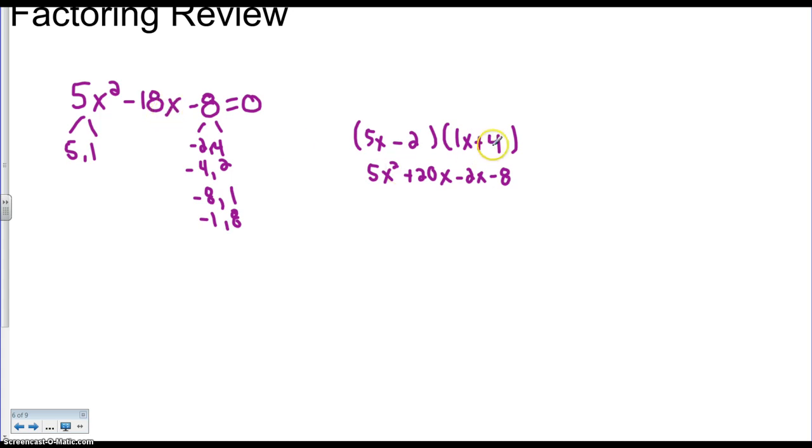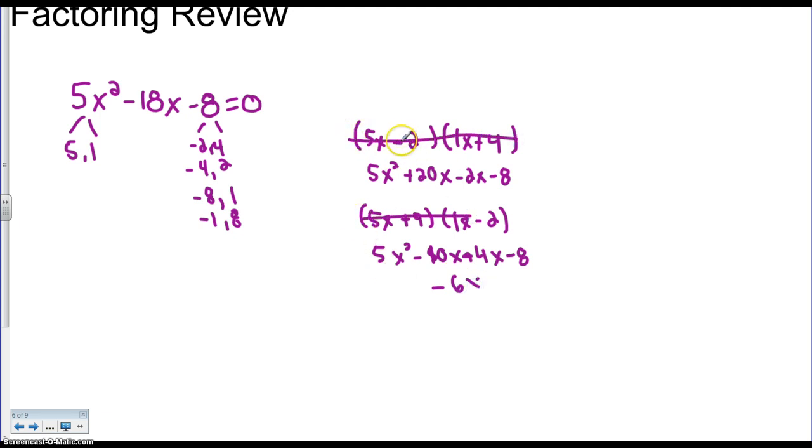Okay. I could also switch them, and if I do 5x plus 4 and 1x minus 2, I get 5x squared minus 10x plus 4x minus 8. So that gets me negative 6x. So both of these don't work.